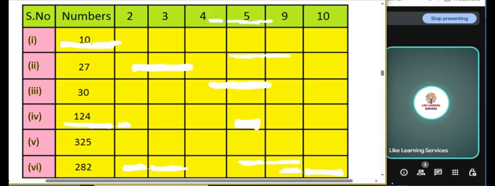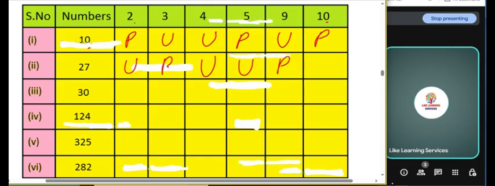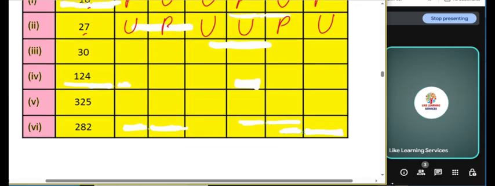Whether it is divisible by 2, of course, this is, we can put P. This one we cannot, we can put U. Concerning 10, we can put U, we can put P, because 10 can divide 10. For 2, we can put U, we can put P. Because 27 can divide 9, we can put U. And so on. You can do all that.